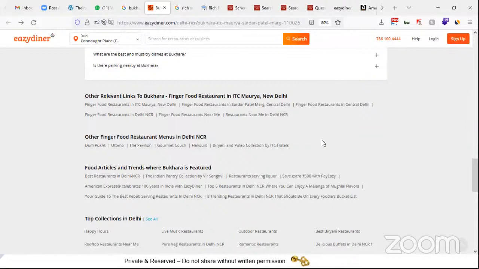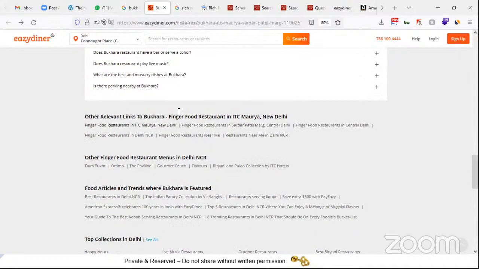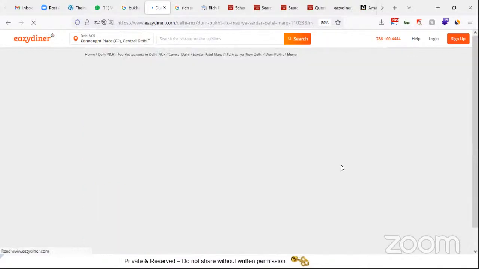And then if this comes under finger food restaurants, the cuisine or the category, then I am also including the same category restaurant listing pages. This is a listing page, this is a listing page, but here Bukhara is given in the finger food restaurant category and hence it is taking this. Okay, let's look at Dampukht. Most probably it should be Indian or North Indian.